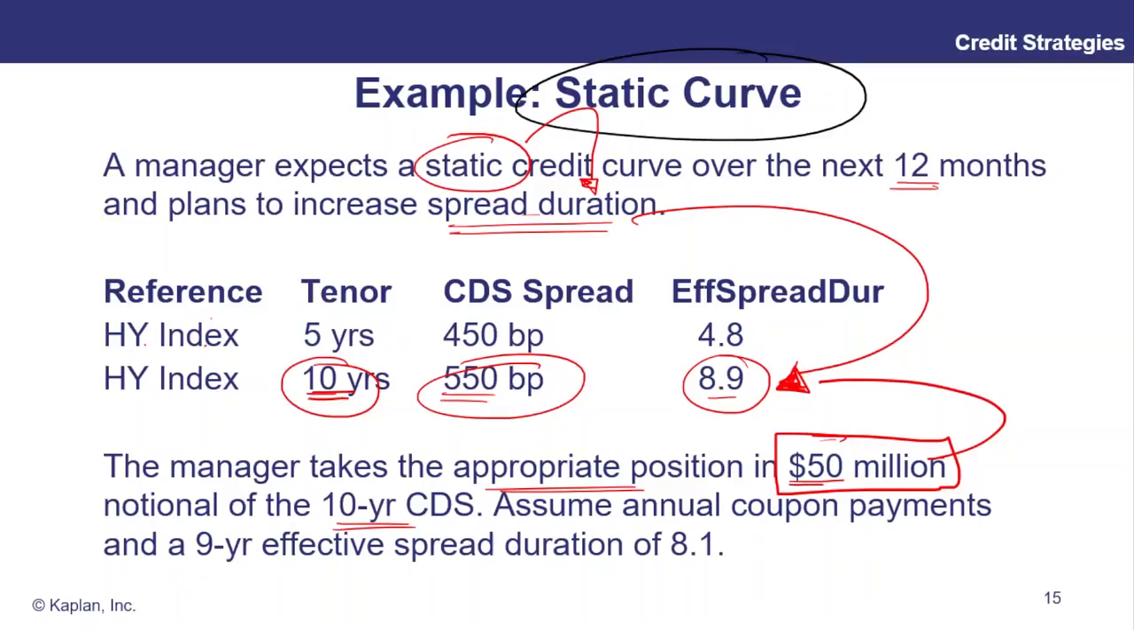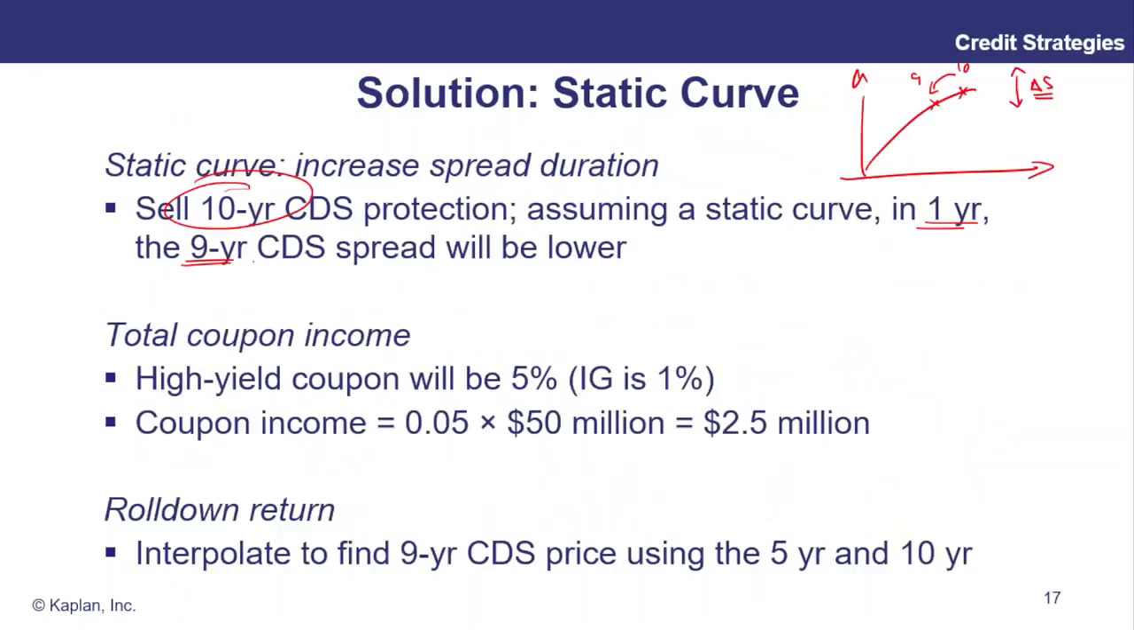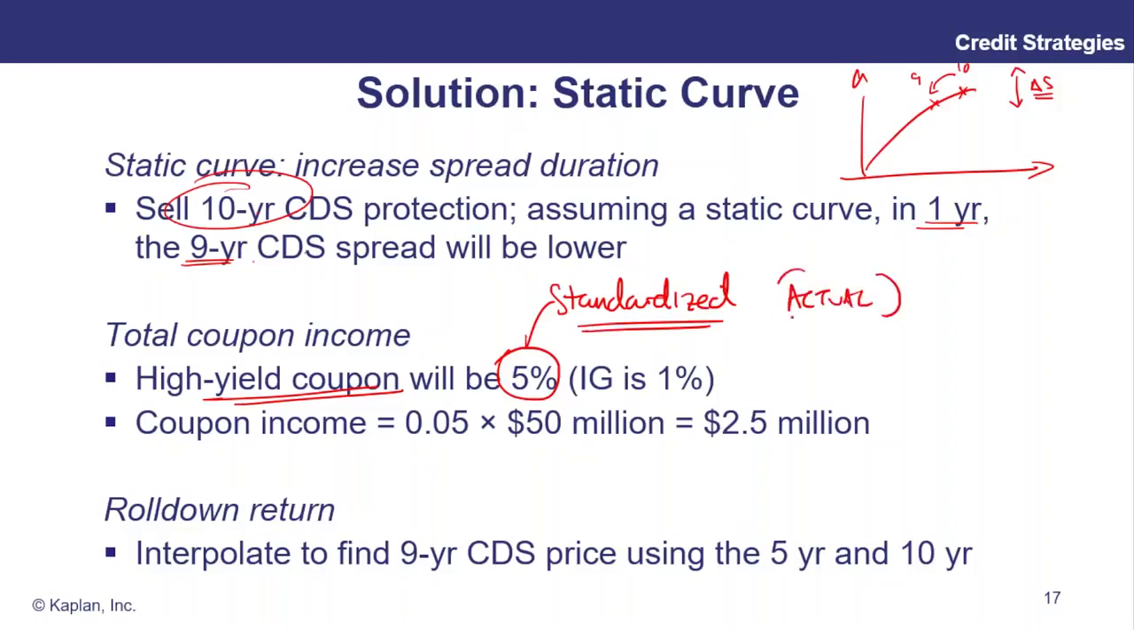That will be on the slide here. The high yield coupon, of course, will be 5%. Don't forget that. That's the standardized coupon that's paid for a high yield name. So you're going to collect annually 5% of the par of 50 million, which is 2.5 million. That's going to come in if you sell protection.